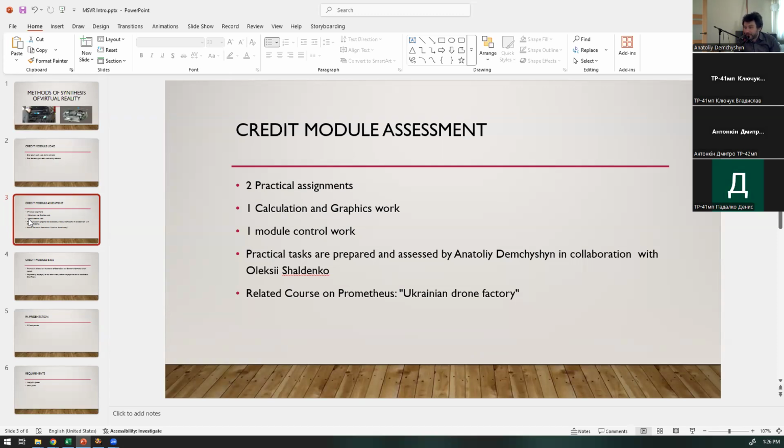So there is a course on Prometheus called Ukrainian Drone Factory. And if you present a diploma showing that you passed the theory successfully on Ukrainian Drone Factory, this is going to work to close your calculation and graphics work. So instead of calculation and graphics work, you can go for the theory on Ukrainian Drone Factory. There will be a link to this course on Prometheus.